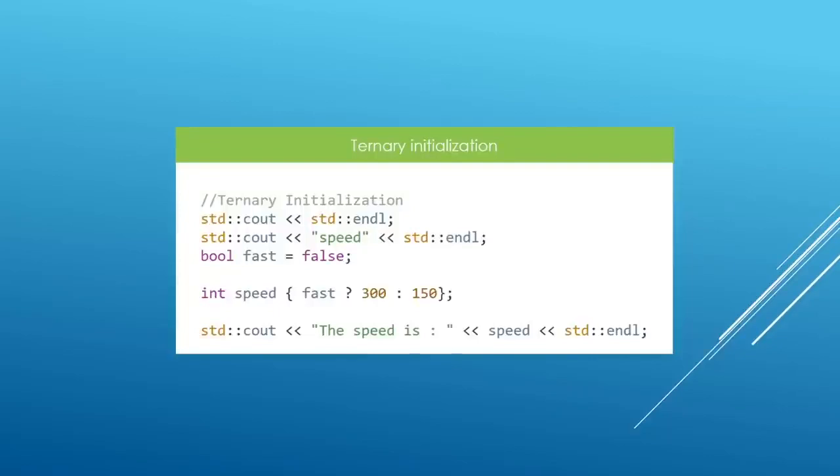We can also do ternary initialization. Here we have a boolean called fast. We initialize this to false. We can use this to initialize our speed variable here. We are basically saying if fast, initialize this with 300. If not fast, initialize this with 150. And we're going to print the speed here. And this is going to work.